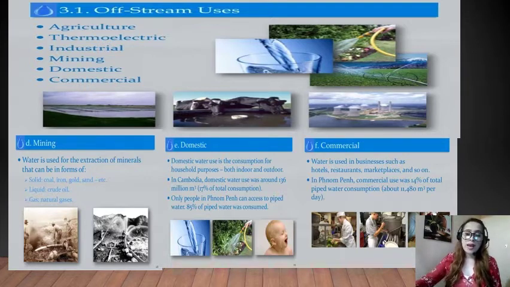And of course, the very common use of water is the domestic use in our household or different homes. Domestic water use is the consumption for household purposes, both indoor and outdoor. We know that inside and outside our houses, we use water significantly every day. The next one is the commercial use of water, used in businesses such as hotels, restaurants, marketplaces, and so on. In the Philippines, particularly in the Tagaytay district, the highest consumption of water also goes to establishments and some businesses, especially before the pandemic. We have a lot of restaurants and some hotels that have the highest consumption of water every day. That is why in some of the affected areas, we have what we call water shortage, wherein we can only use water on a scheduled basis.